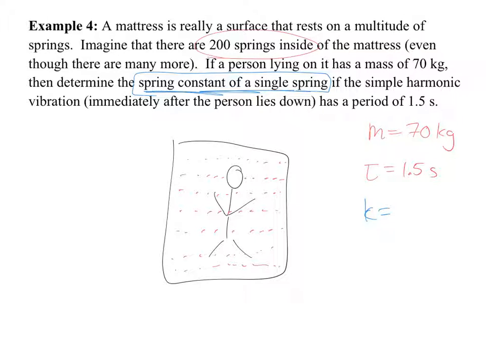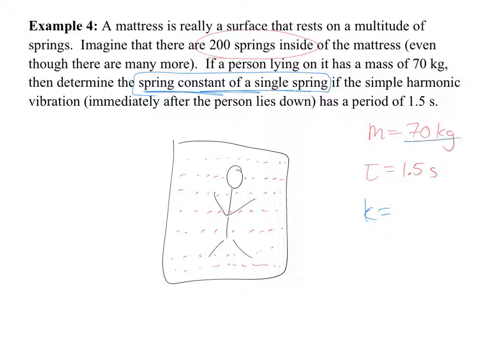Very good. Your mass is 70 kilograms. If 200 springs are actually supporting you, each spring supports a 200th of that. Again, imagine there were 30 of you guys holding up something in the room. Each of you would hold up a 30th of the weight, approximately, if it was equally distributed. Okay, so each spring holds up a 200th of your mass.